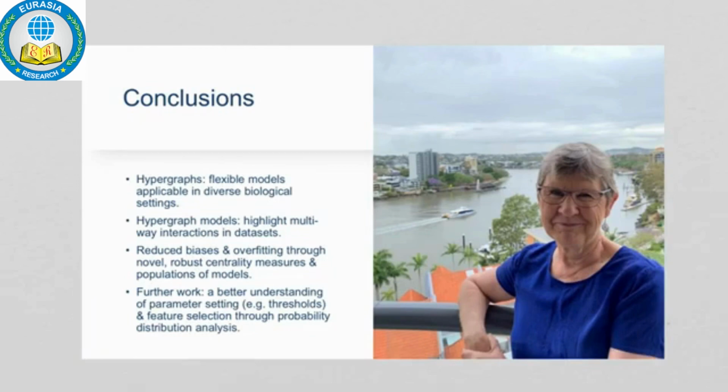So just wrapping up, hypergraphs are flexible models applicable to diverse biological settings. Hypergraph models can allow us to study multi-way interactions. This allows us to reduce biases and overfitting, and also to incorporate what's called a population of models which improved results. Further work in this area would be to understand the parameter setting within the models, and also the feature selection through probability distribution.